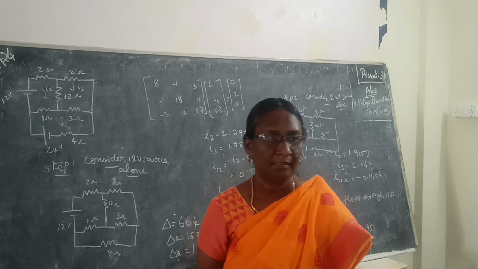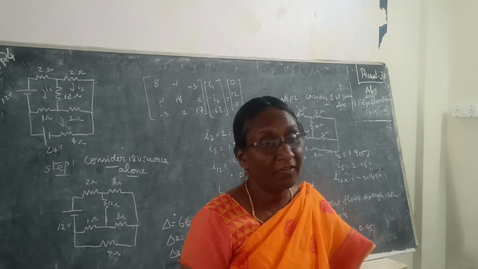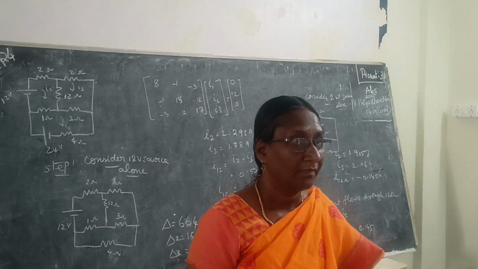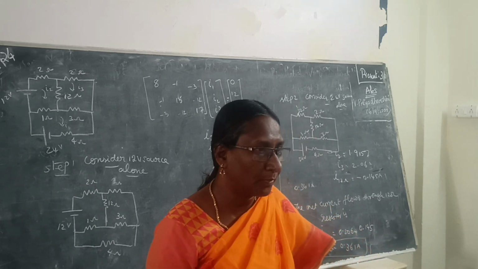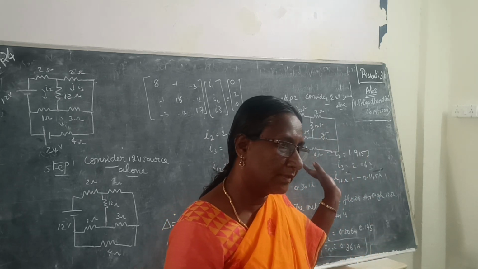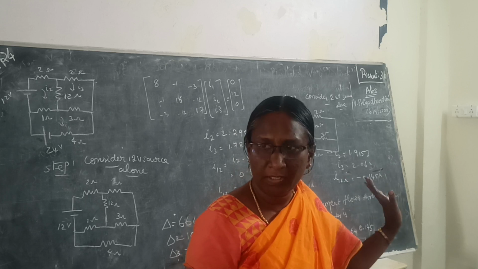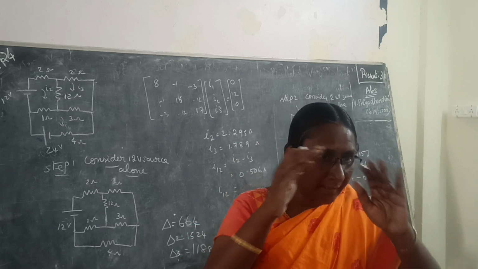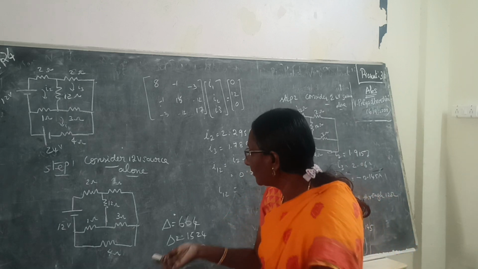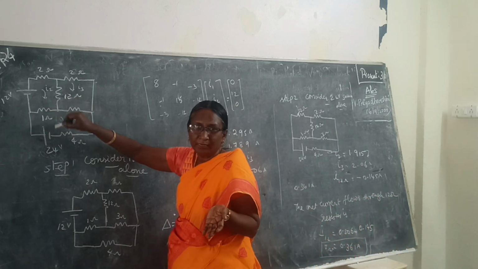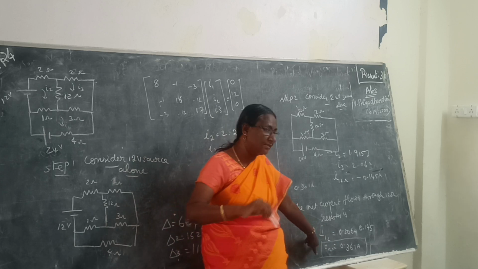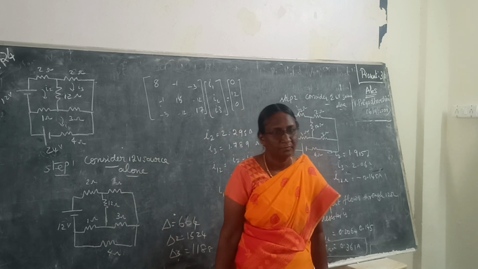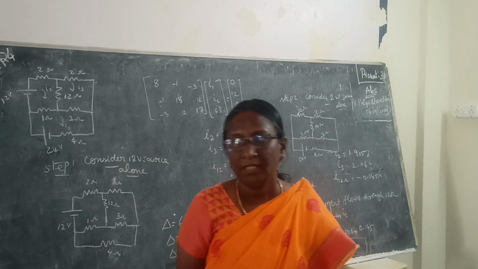In some cases they ask to verify the superposition theorem. Verify the superposition theorem means what you have to do. This is the way we are finding this one. Then the overall response, we find generally by using both the sources. Find both, calculate, and then we verify. Okay? Any doubt?